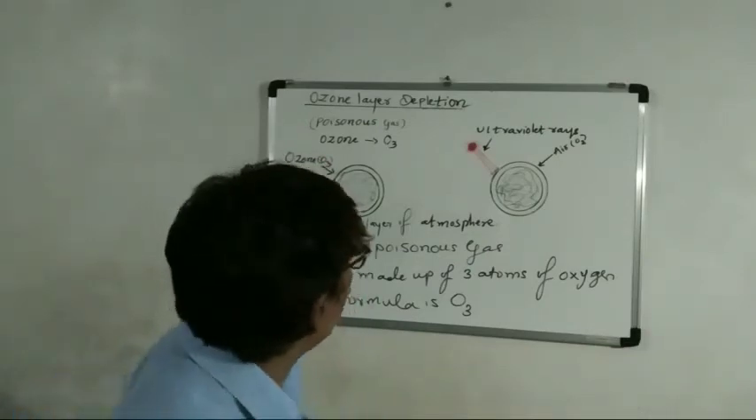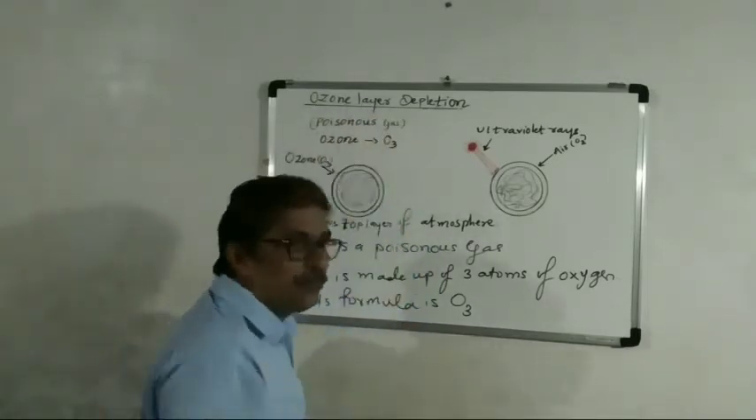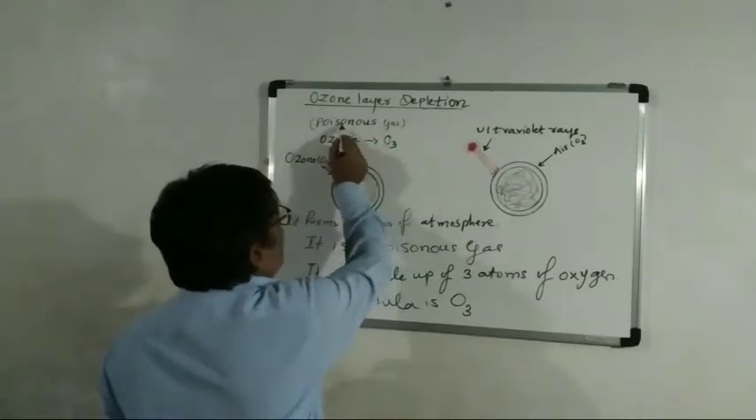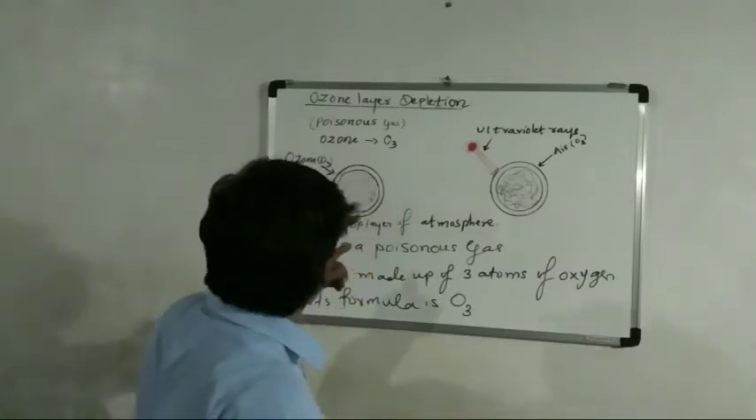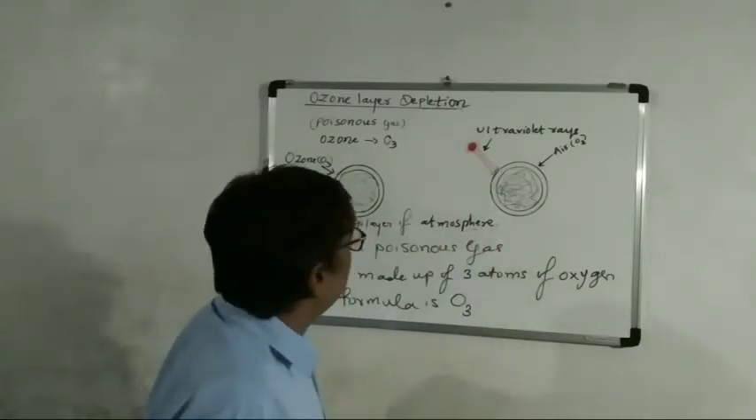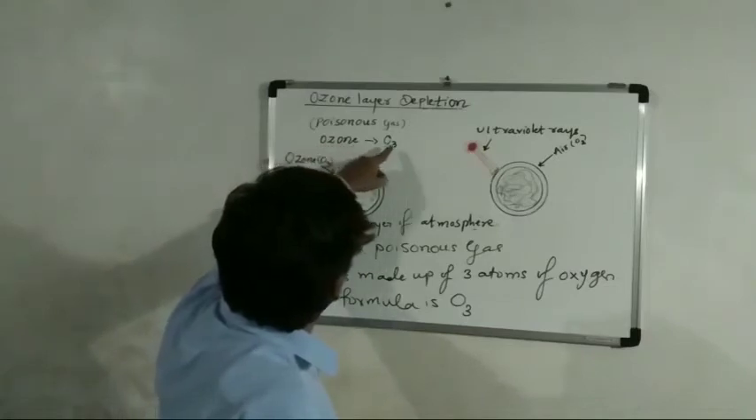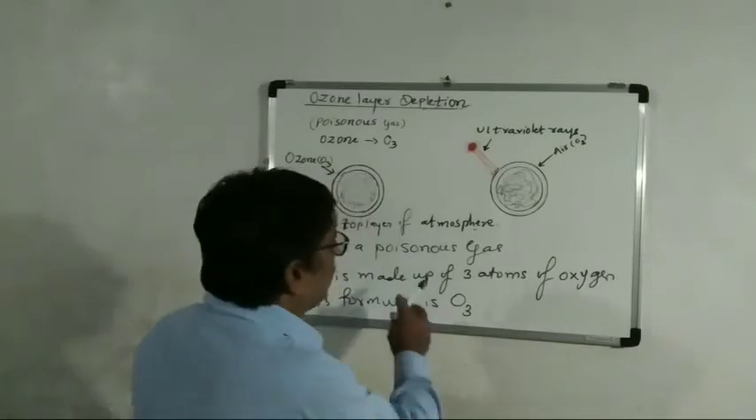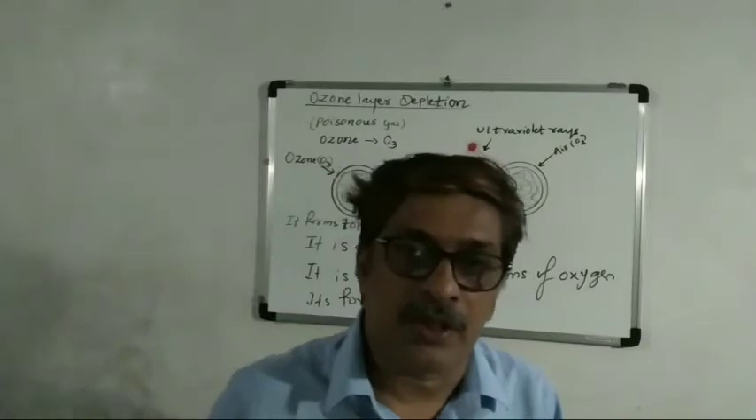First of all, we will see what is ozone. Ozone is a poisonous gas. It forms the top layer of the atmosphere. Its chemical formula is O3. It is made up of 3 atoms of oxygen.